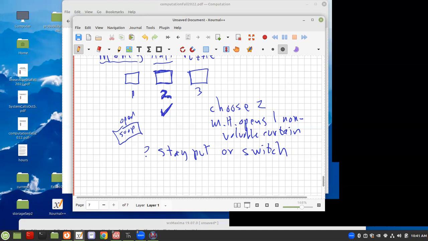the probability of these two. You haven't done anything. You've just seen this has been opened. Should you switch or stay put? Is the probability of winning the same or different? Now, this has been a well-publicized puzzle, so you may know the answer. But the question is, even if you know what the answer is, do you understand why that's the answer?